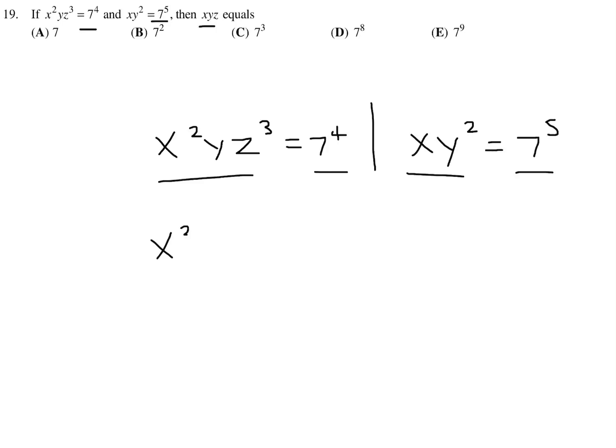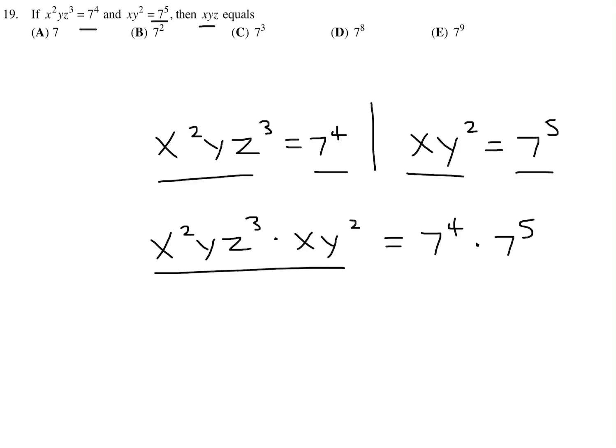So if you do that, you get x squared yz cubed times xy squared, and that equals 7 to the 4th times 7 to the 5th. Well, what does this become? It becomes x to the 3rd, y to the 3rd, z to the 3rd. And this becomes 7 to the 9. Remember, you add the exponents.